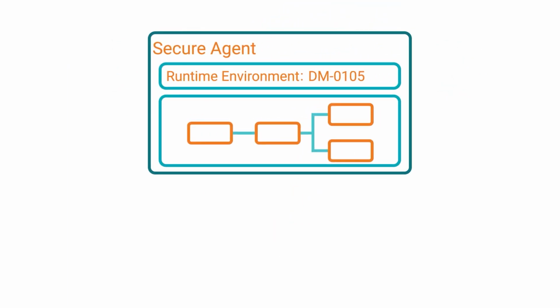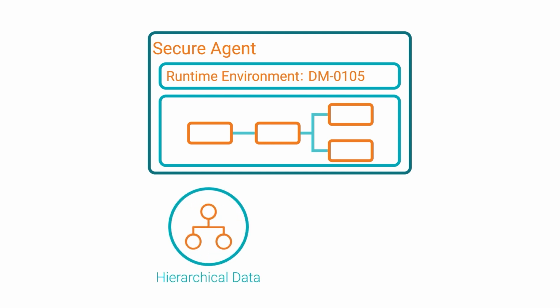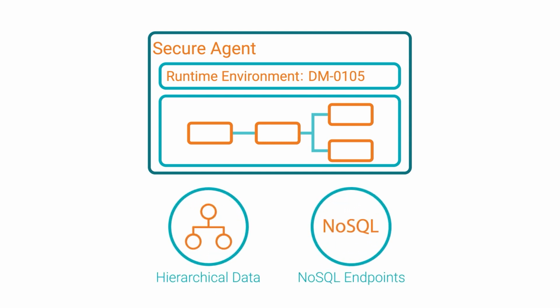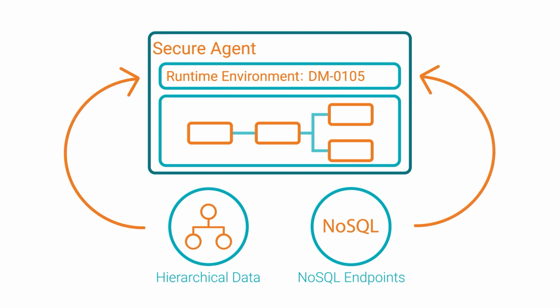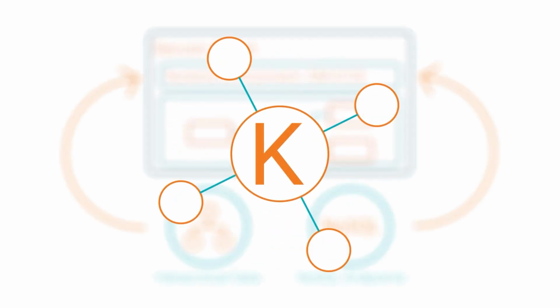A local cluster runs directly on the secure agent machine, so you can use an existing runtime environment instead of creating a new one. For example, you have a runtime environment for mappings. However, a new project requires you to process hierarchical data and access NoSQL endpoints. You can use the same runtime environment to run your new mapping, and data integration will create a default local Kubernetes cluster to process the data.